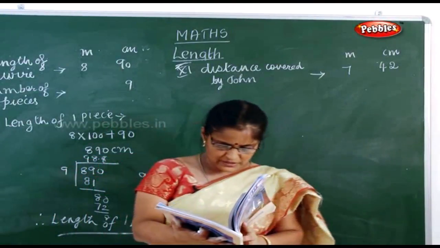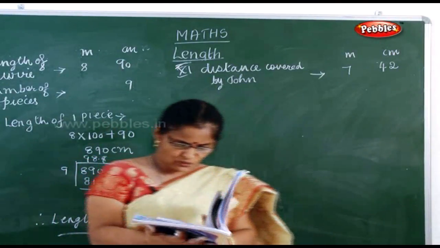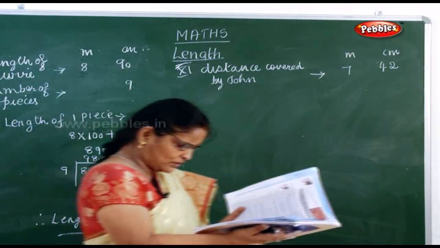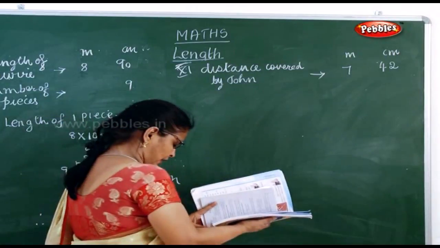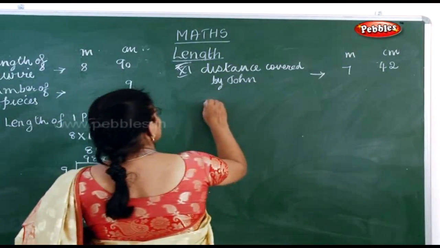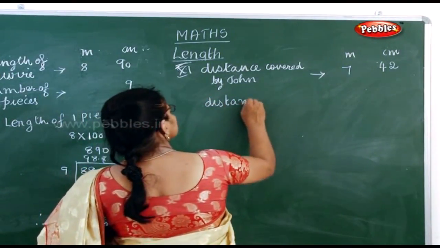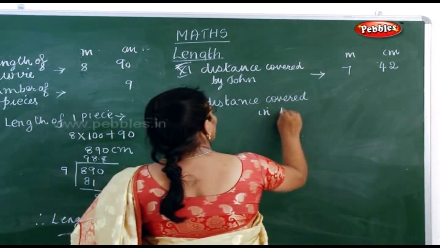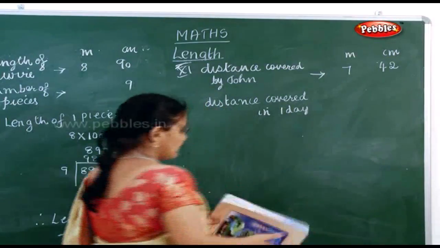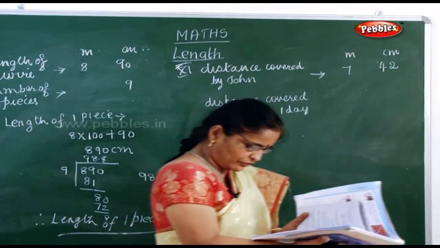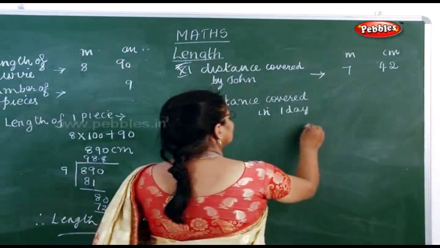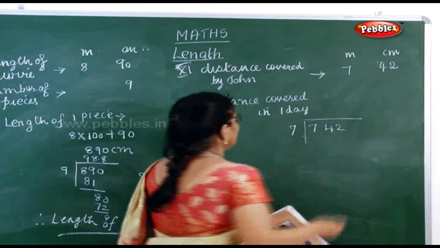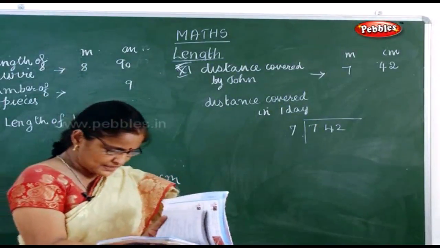Now what is the question they have asked? What is the distance he ran in one day? So that means one day, now what you have to do? In one day how much is covered? So in one day you have to divide it. The distance covered in one day. So now what you have to do? 7 meter 42, 742 divided by 7.